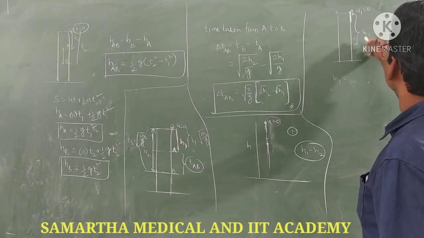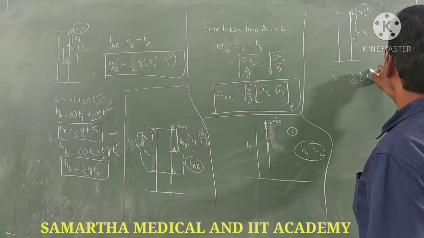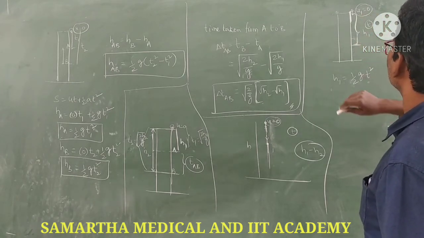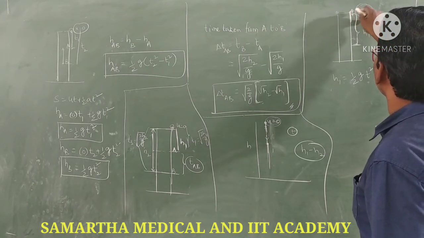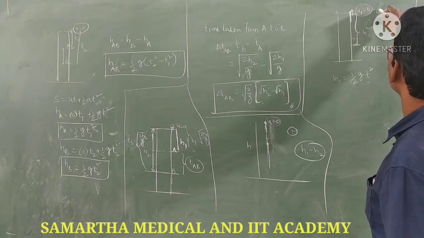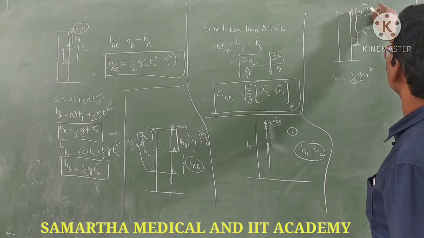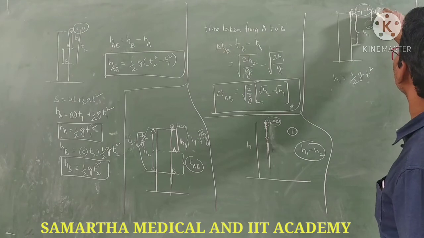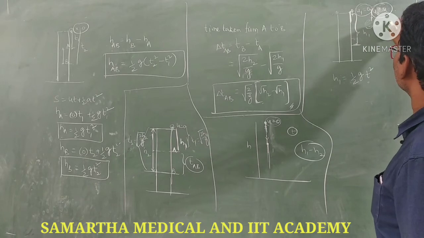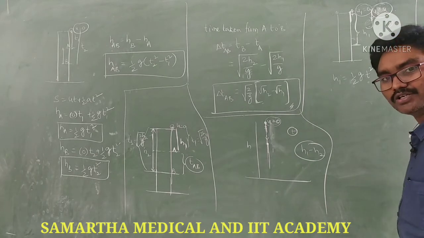h1 is equal to ut plus half at square. u is what? 0, u1. So half g t square. Suppose it takes t seconds to travel. After some x seconds, the first body is dropped. After dropping the first body, x seconds after, the second body is thrown down with an initial velocity of u2 equal to u. The first body is dropped, and after x seconds, the second body is thrown downward with an initial velocity u.